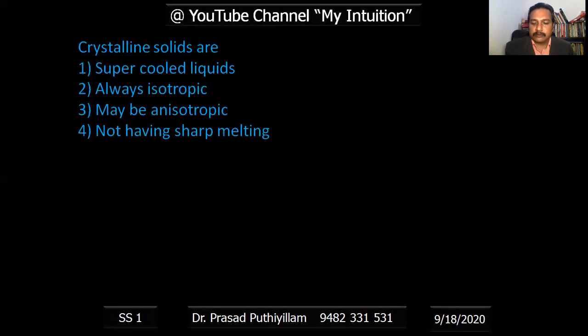Crystalline solids are, okay, this is the same question. Crystalline solids are supercooled liquids, always isotropic, maybe anisotropic, not having sharp melting point. The previous question was with amorphous. Now crystalline solids: they are not supercooled liquids. Are they always isotropic? No, crystalline solids are not always isotropic, they may be anisotropic. That is the correct answer. Not having sharp melting point.